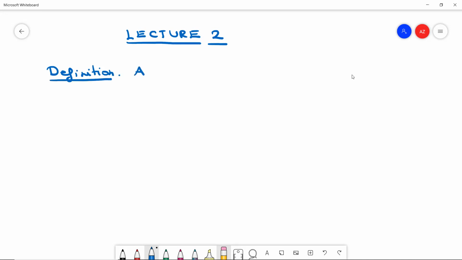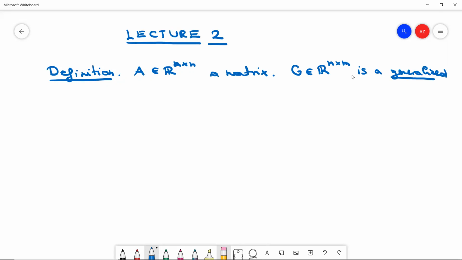We have a matrix A with m rows and n columns. And we say that a matrix G, which has n rows and m columns, so recall that we switched the number of rows and columns, is a generalized inverse of A if we have this equation: AGA is equal to A.